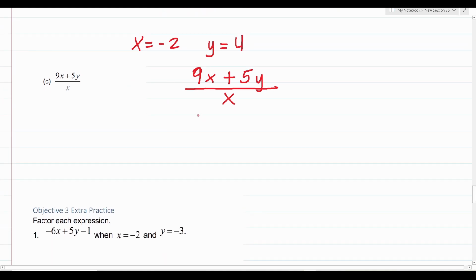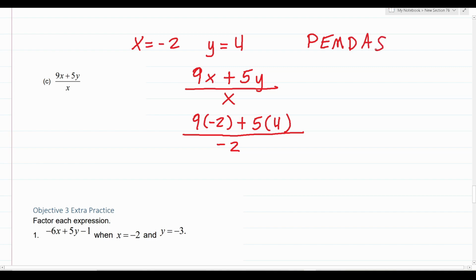This becomes 9 times -2 plus 5 times 4 all over -2. If it's helpful, you can write your order of operations here, notably PEMDAS. As you can see, there's no parentheses to work out. There are no exponents. There is multiplication, however, so we're going to take care of that. Again, we have multiplication here, 9 times -2, and here 5 times 4. So let's take care of those two things.